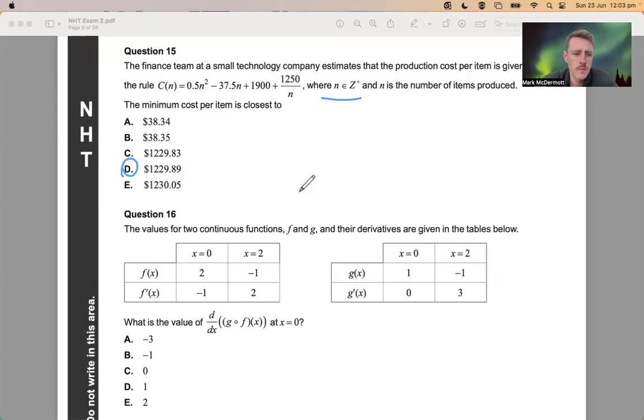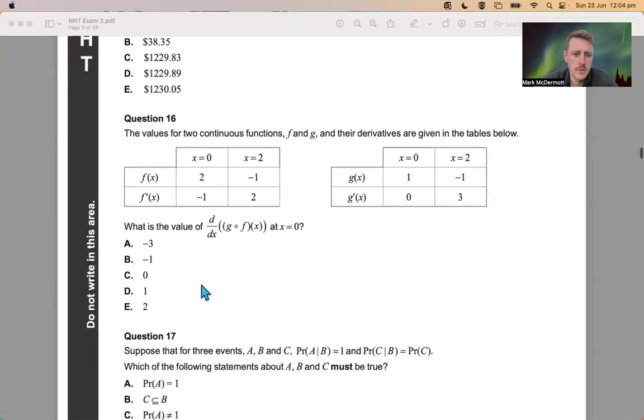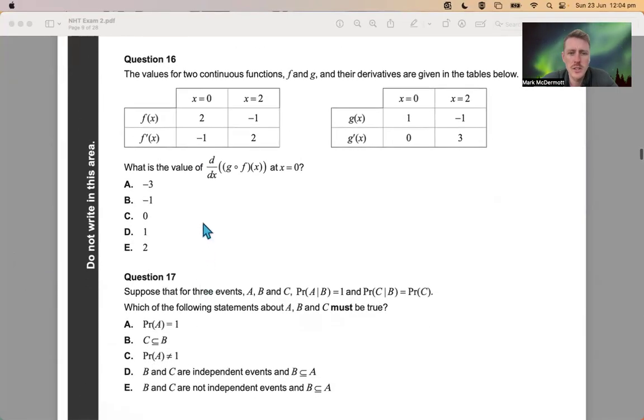Okay. Question 16. Okay, the values for two continuous functions f and g and their derivatives are given in the table below. What is the value of d dx of g of f of x? Okay, so let's think. The derivative of g of f of x, I prefer this notation. Let's do it like this. Okay, d dx of g of f of x.